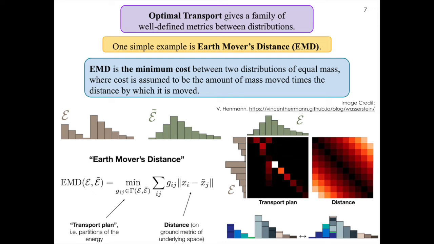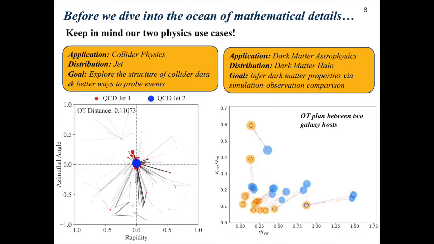Okay, so hopefully from this simple example, you now have some intuitive understanding of what optimal transport is doing. Before we dive into the mathematical details, I would like to emphasize here what our physics goals are, just to make sure we don't get lost. So here are the two physics scenarios we'll consider later.